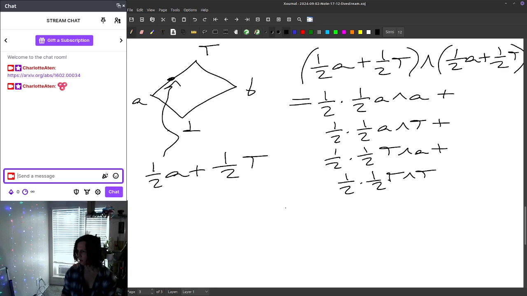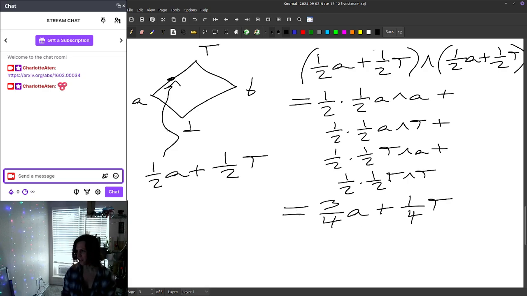And when we do this, well, let's see. This is going to give us A. This is going to give us A. This is going to give us A. And this is going to give us the top element. So what we end up with instead is actually, well, we have 3/4 there, and then we have 1/4 here. And so okay, my intuition was correct.